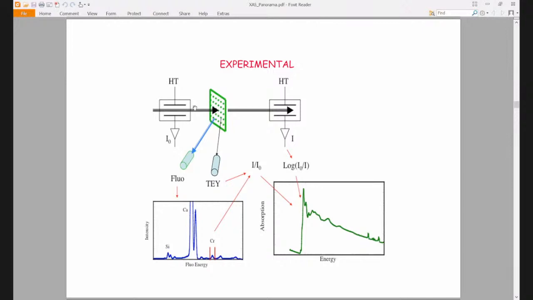And this is proportional to the absorption. Directly, the I over I naught is directly proportional to the absorption as well. And there is also another technique, which is interesting when you do surface experiments, called total electron yield. The electron is going away from the atom.